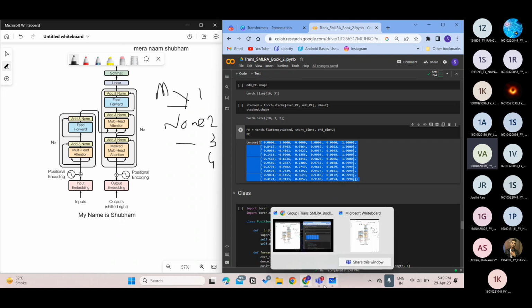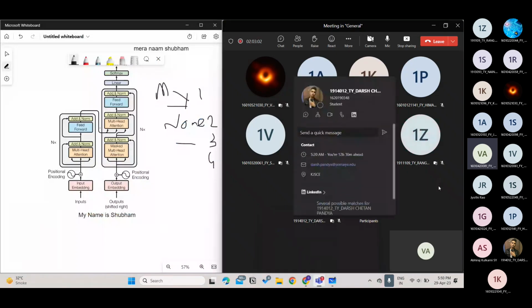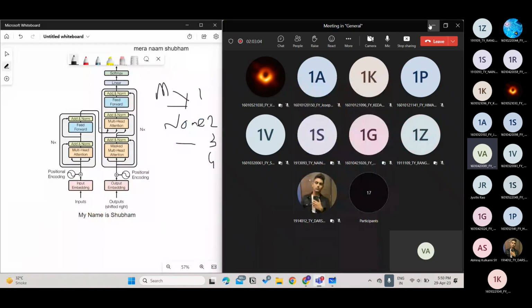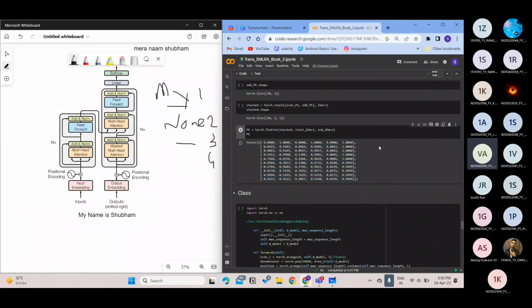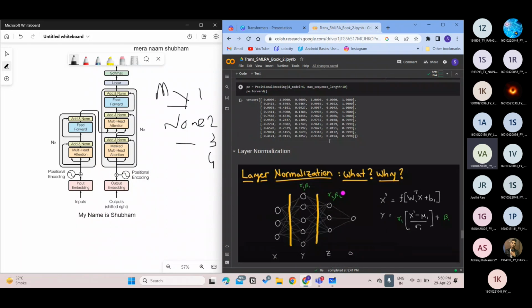Is this much clear? Do you have any doubt in this much? Is anyone having any doubt? Okay, as I see, there is no doubt.